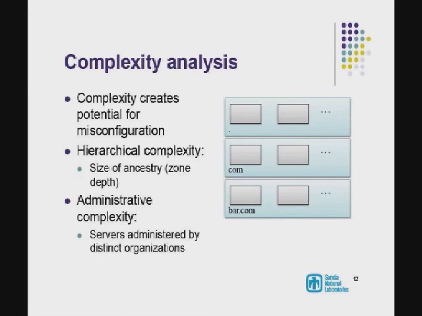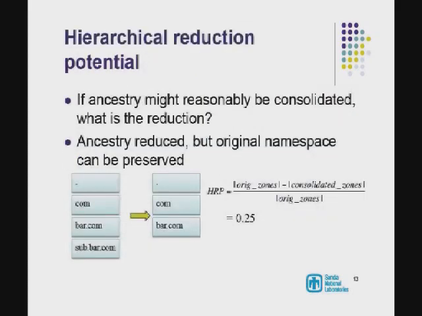So we call these hierarchical complexity and administrative complexity. And for hierarchical reduction potential, we asked ourselves, okay, if the ancestry of a zone might reasonably be consolidated, meaning if you were to take your subdomain space of a delegated zone and move it up into its parent zone, preserving the original namespace but just consolidating the zones, what might that reduction be? So in our example here, taking from 4 to 3 is a reduction of 0.25.